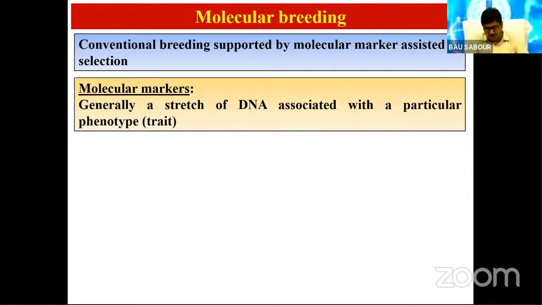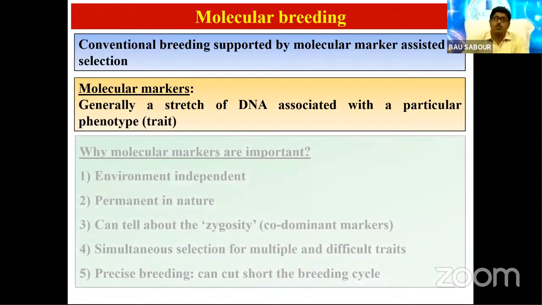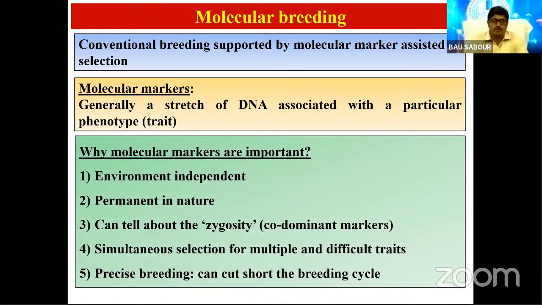So that's why I have defined the molecular markers: generally a stretch of DNA that is associated with a particular phenotype that we call a trait. So why are these molecular markers really important?